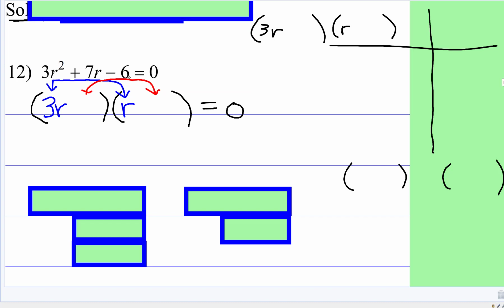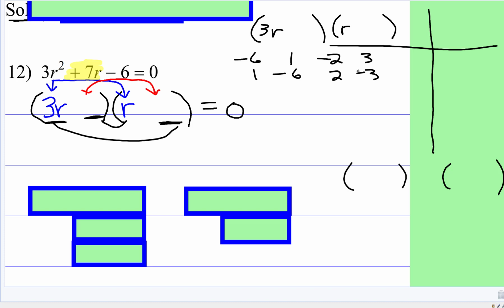Here's the tricky part. Since -6 has 2 sets of factors, you still have to consider how you're going to come up with the sum of 7r. So it's going to be 3r times this factor plus r times this factor. So you've got -6 and 1, you have 1, -6, you have 2, -2, 3, -3. All the while you have to think about 3r times something plus r times something, and it has to be positive r. So then you just have to experiment.